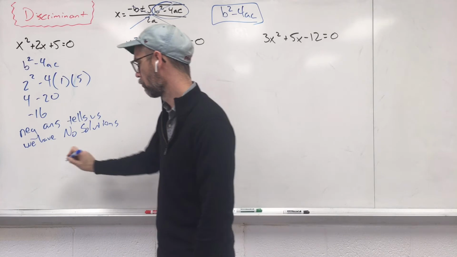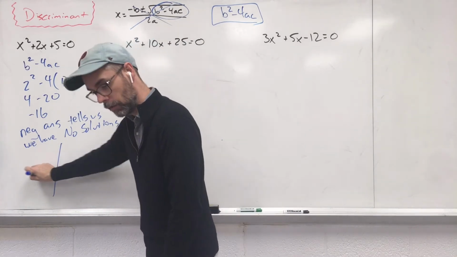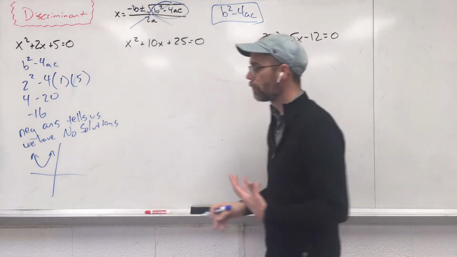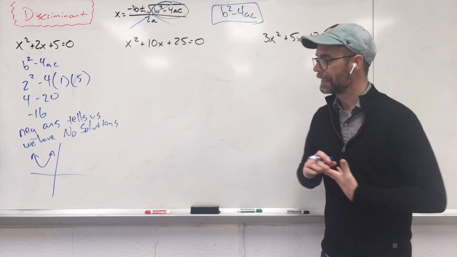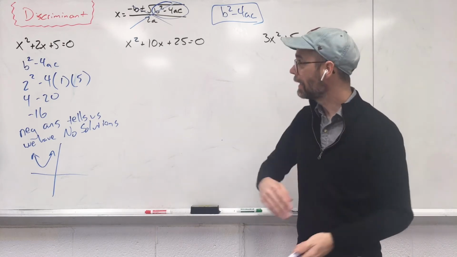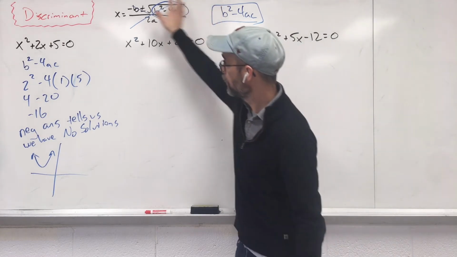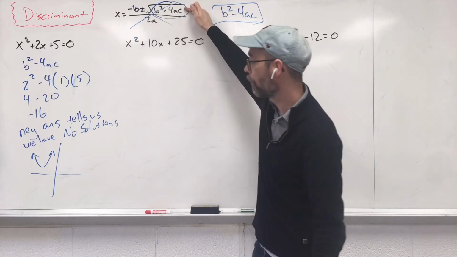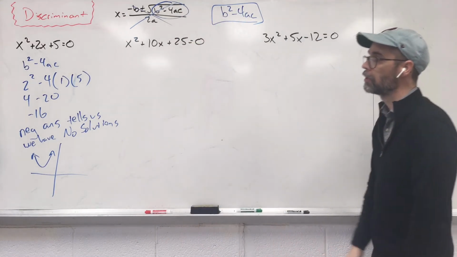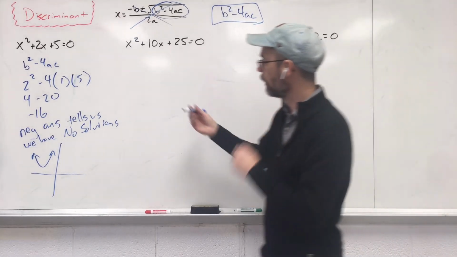So if I were to graph that, my graph would look something like this. My parabola never crosses that x-axis. Because it never crosses, there's no solutions. And if you were to plug everything into this big formula, you're going to stop right here and say negative answer, can't do it. There's going to be no solutions. So let's keep going.